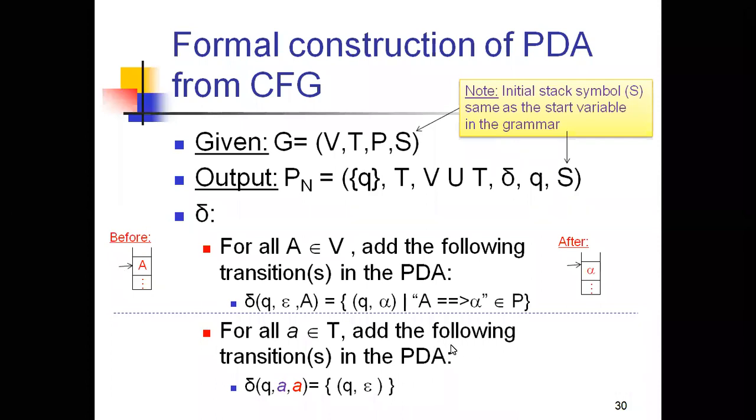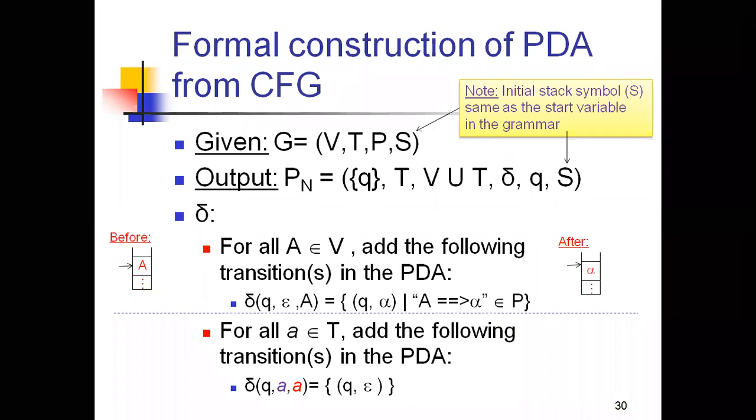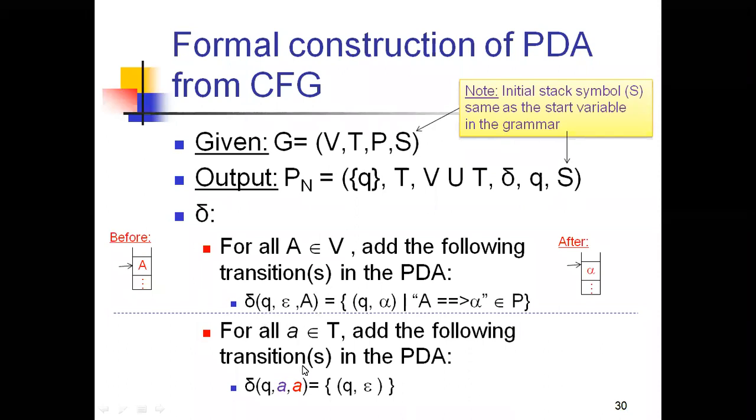That means you need to pop, right? So then it becomes q comma epsilon. That means the top of the stack and the input alphabet are the same. Both are terminals, which means you need to pop, right? Then it becomes epsilon. These are the two most important transition rules that we need to follow for constructing the PDA from a context free grammar. Please make a note of these two. These two will be useful when you are doing the construction from context free grammar to PDA.